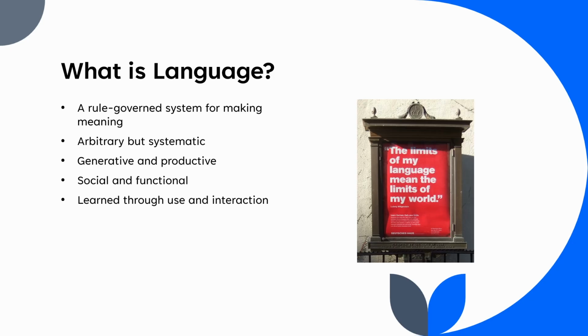Language is productive. Humans can produce and understand sentences they have never heard before. This cannot be explained by imitation alone. Language exists because humans communicate. Children learn language through interaction. Meaning is negotiated, not transmitted.